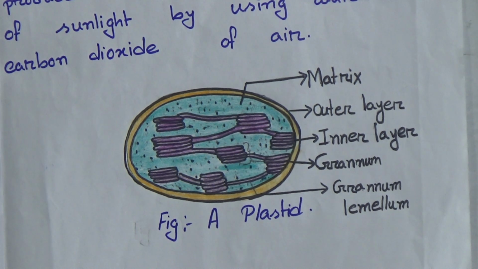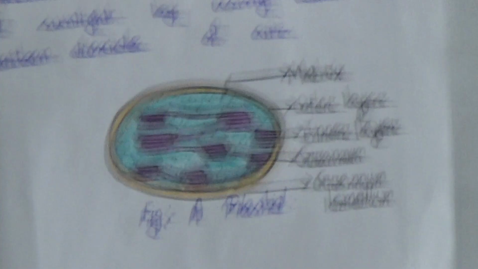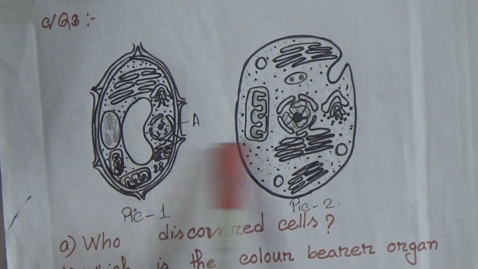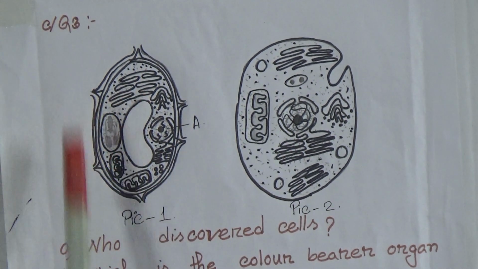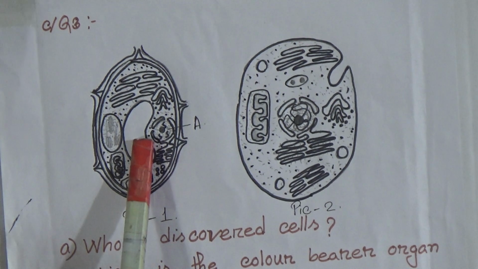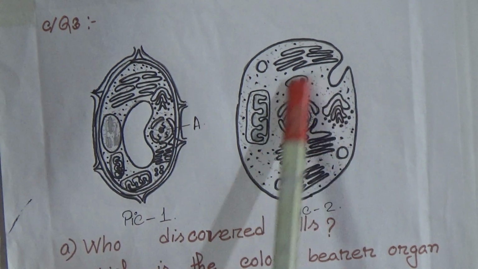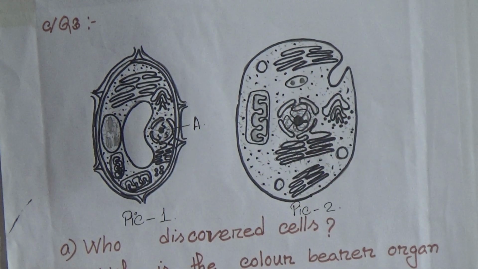Now we will discuss creative question number 3. This is the creative question number 3. In this question, at first we will see two cell figures. One is in picture number 1, this is a plant cell, and picture number 2, this is an animal cell. So we read the question.